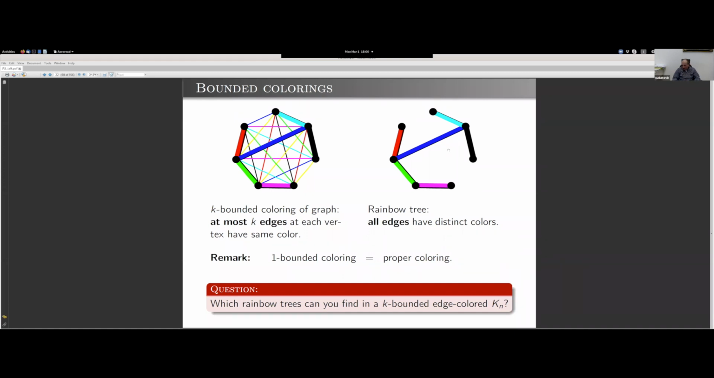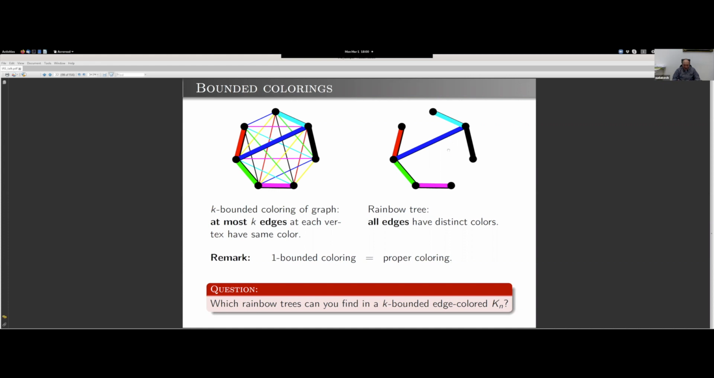Okay, is it clear? Again, I'm looking at the edge coloring of the complete graph. The coloring is k-bounded, so it means that at every vertex, every color appears at most k times. You give me your favorite tree, and I want to know, can I find a copy of this tree in this complete graph? Obviously, I can find a copy of any tree, but I want that when you place it there, it would be rainbow. All edges would have distinct colors. But Benny, you may not have enough colors if you allow.